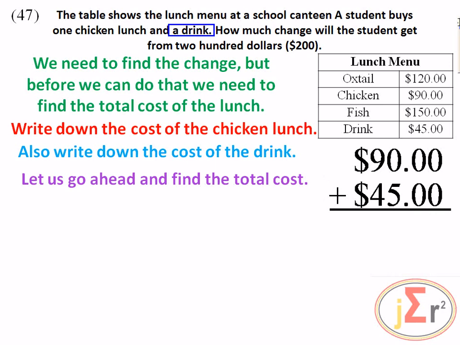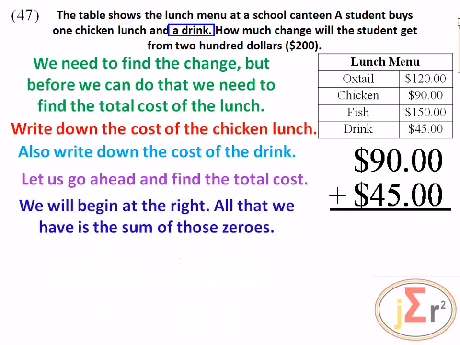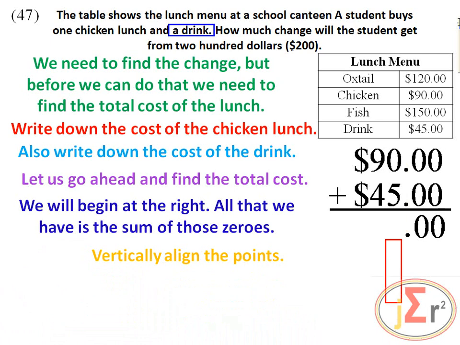This is not very difficult to add, Jerry, because we have a lot of zeros there. We will begin at the right. All that we have there is the sum of those zeros. Nothing else but the sum of those zeros. That will give 0. Vertically align the points. There we go. Points below point. And 5 plus 0, what's that equal to? 5. And 9 plus 4 is equal to? 13. That's all there is to it.